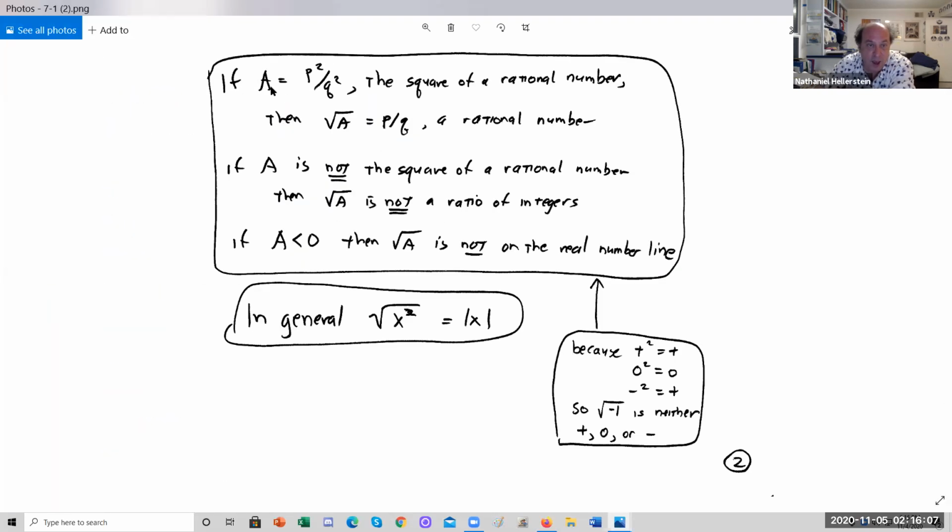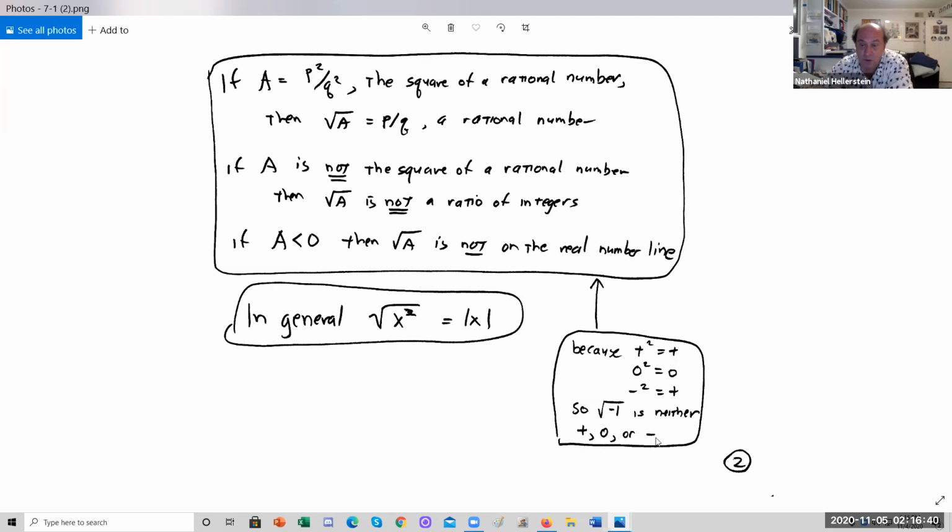All right, now, if A is P squared over Q squared, then its square root is P over Q, a ratio of integers. If it's not the square of a rational number, then it is not a ratio of integers. It's an irrational number. And if A is less than 0, then we cannot define the square root of A on the real number line. The reason is that if you square a positive number, you get positive. Square a 0, it's 0. Square a negative number, it's positive. And in none of these cases do you get a negative. So the square root of -1 is neither 0, positive, nor negative.